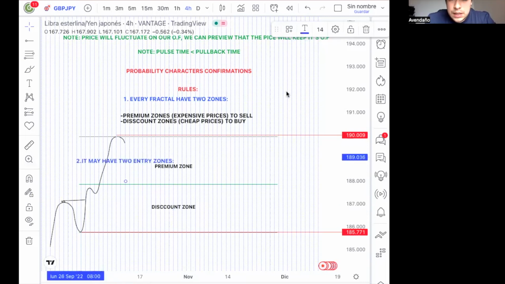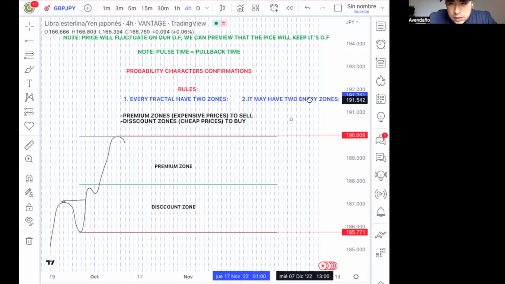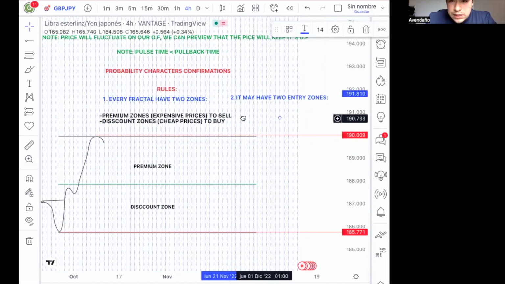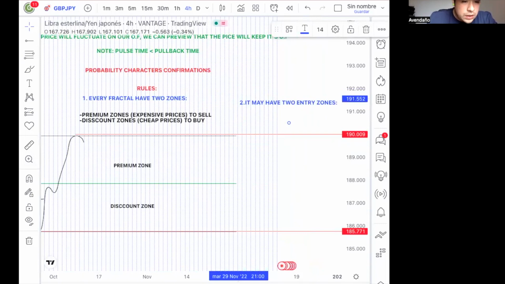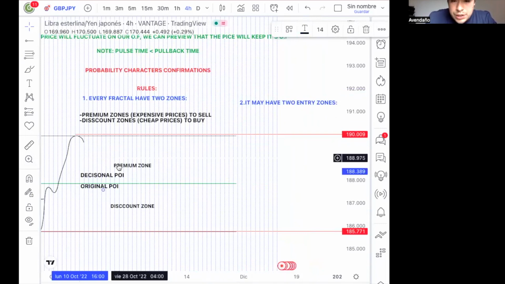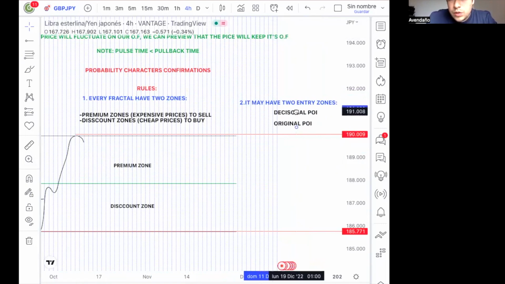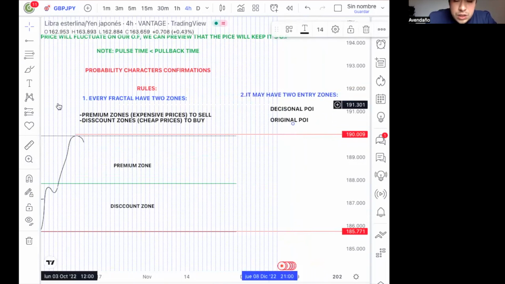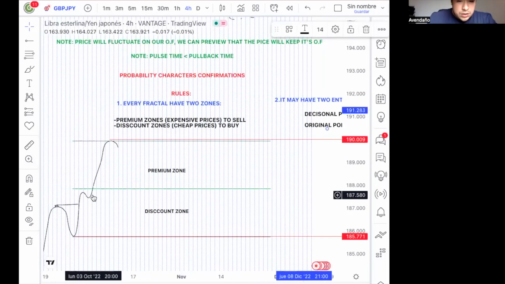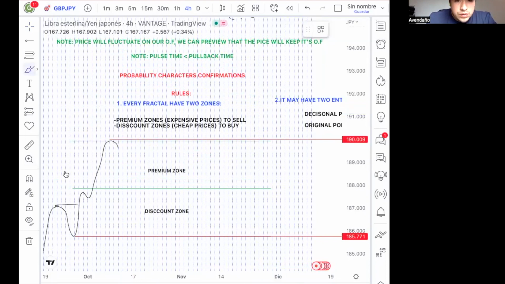We will be seeing that most probably the fractal may have two entry zones. We will be seeing a decisional and an original point of interest. We call it like that, points of interest. And we will be finding a decisional and an original. So the original might be this one. Just let me draw it.